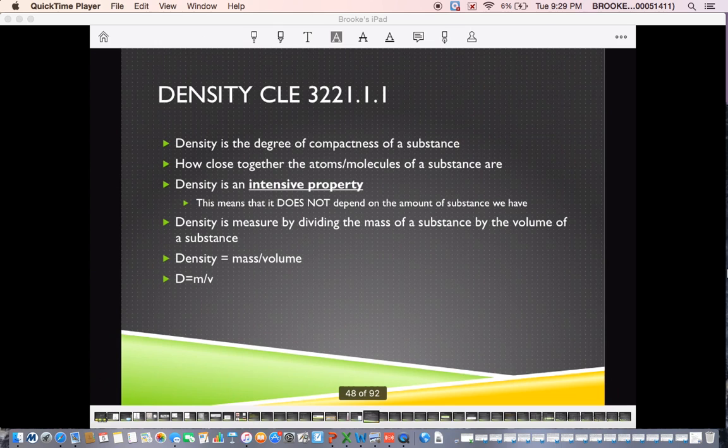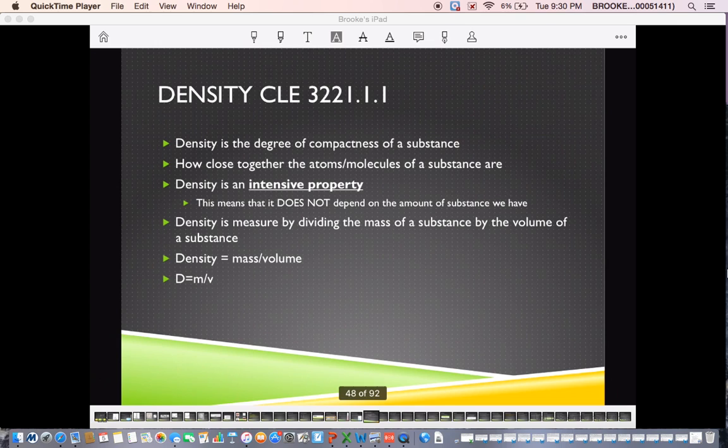It can be 1 gram per liter. It can be 1 centimeter cubed per kiloliter. Anything that's a mass and a volume. And it doesn't matter if we have 1 liter of water or if we take the whole ocean. If we divide the mass of that by the volume of that, we're going to get the same number, and that's our density. So density is measured by dividing the mass of a substance by the volume of the substance.